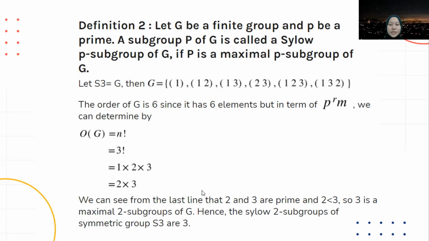2 is less than 3. So 3 is a maximal 2 subgroup of G. Hence, the Sylow 2 subgroups of symmetric group S3 are 3. Ini berdasarkan definition di atas. Terima kasih.